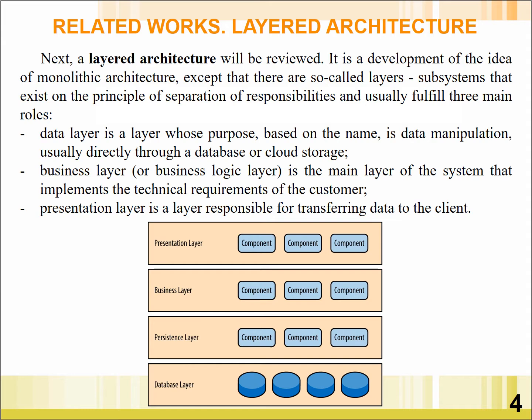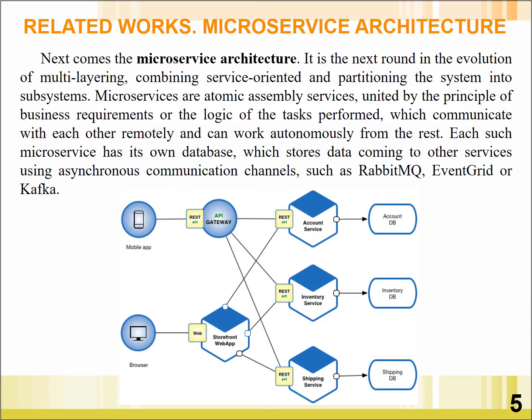Next, layered architecture will be reviewed. It is a development of the idea of monolithic architecture, except that there are so-called layers, subsystems that exist on the principle of separation of responsibilities and usually fulfill three main roles: data layer, business layer, and presentation layer. Next comes the microservice architecture. It is the next round in the evolution of multi-layering, combining service-oriented and partitioning the system into subsystems.